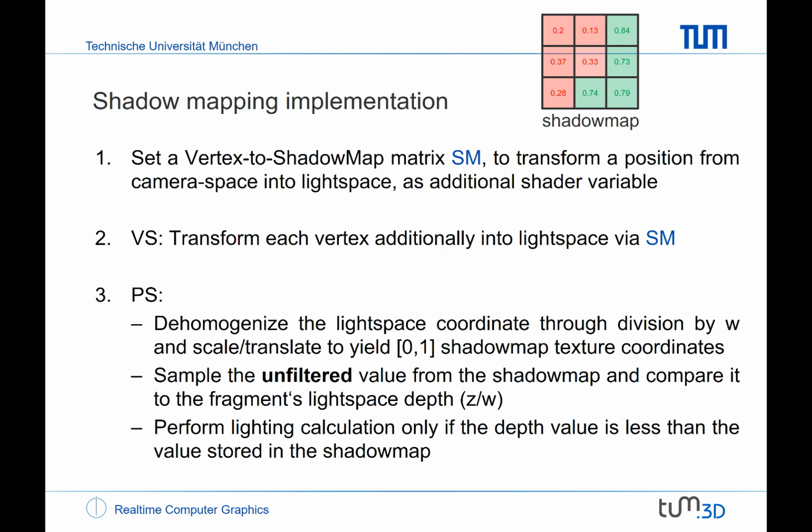Yeah, a little bit about the shadow map implementation. So what we have to do is set up the vertex to shadow map matrix SM, this matrix which we have introduced before, to transform a position from camera space into light space. We typically set up this transformation matrix as an additional shader variable. And then in a vertex shader, we transform each vertex additionally into light space by using that vertex to shadow map matrix SM, as we have shown on one of the previous slides.